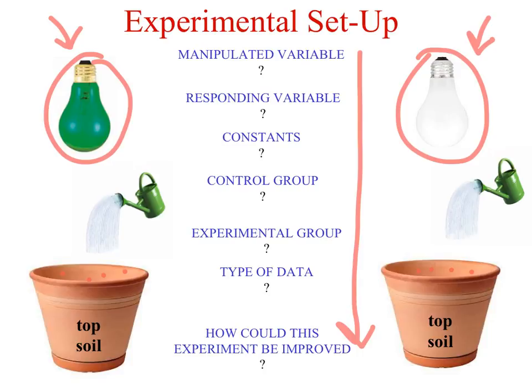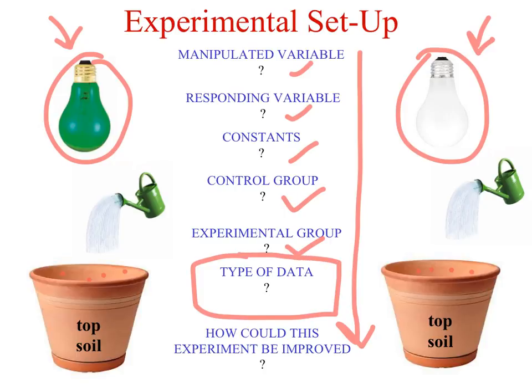So I want you to answer these questions: identify what the manipulated variable is, what the responding variable is, the constants, the control group, experimental group. Tell me what type of data you would collect and how you'd collect it. Is it quantitative or qualitative, and how would you collect data? And how could this experiment be improved? So I want you to pause the video, on a sheet of paper write down these answers, and that's what you're going to turn in for points today. So pause the video and then try this.